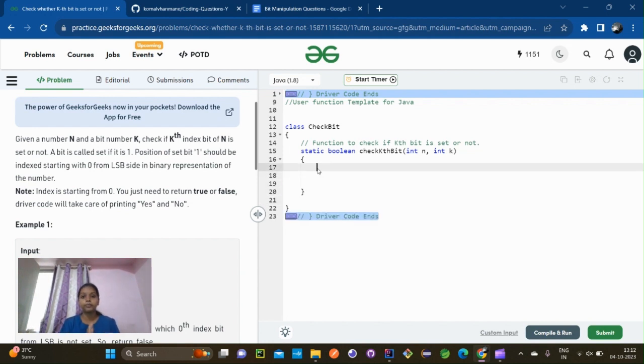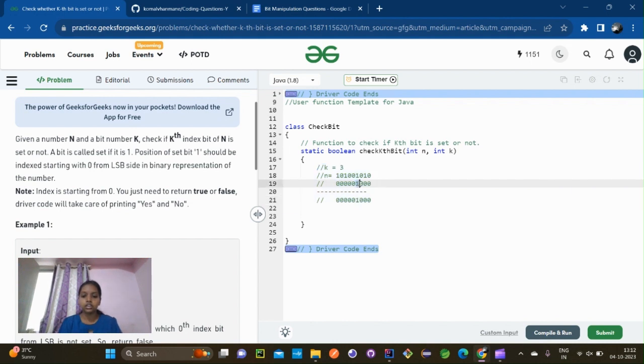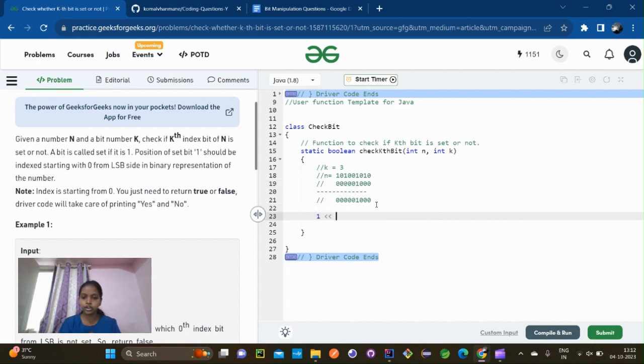So here we got this thing, but we have to find this number, right? How can we find this number? Just take number 1 and do left shift by k times. So here if we have this number, we have to shift this 1 by 3 times, as k is 3. So here it will be 1, here it will be 0.